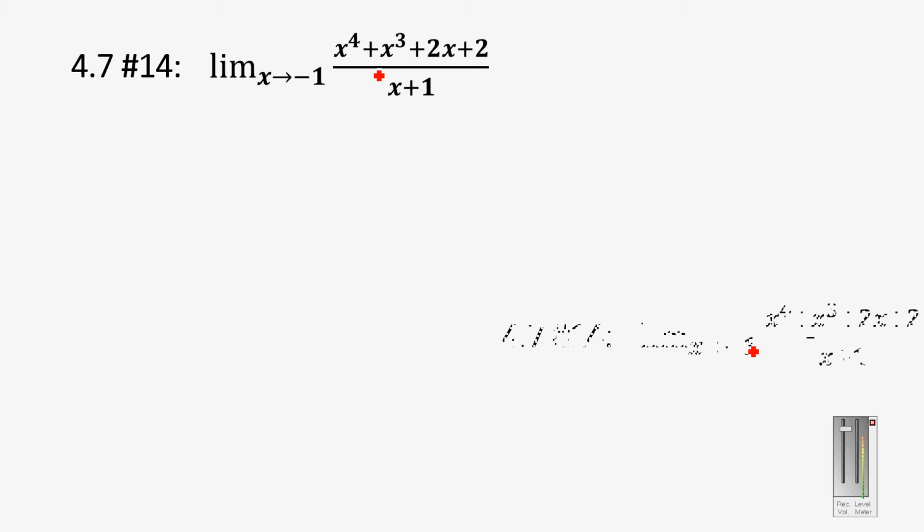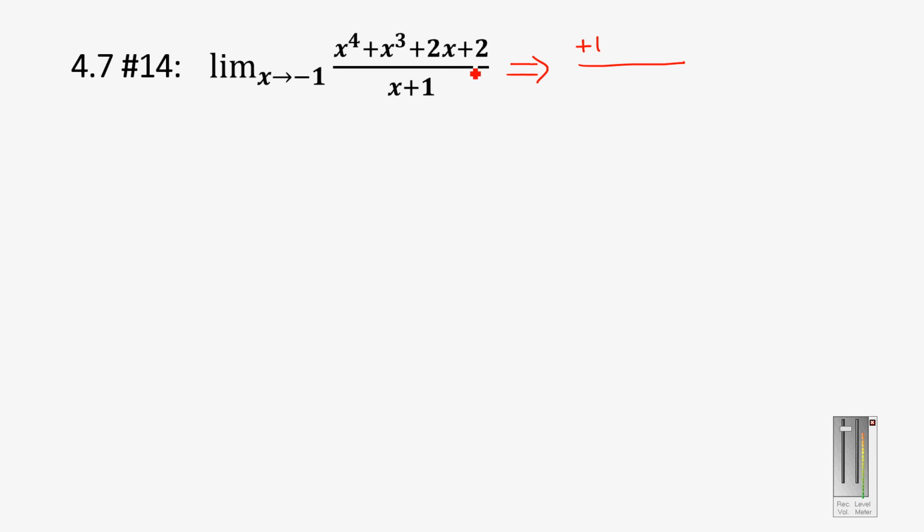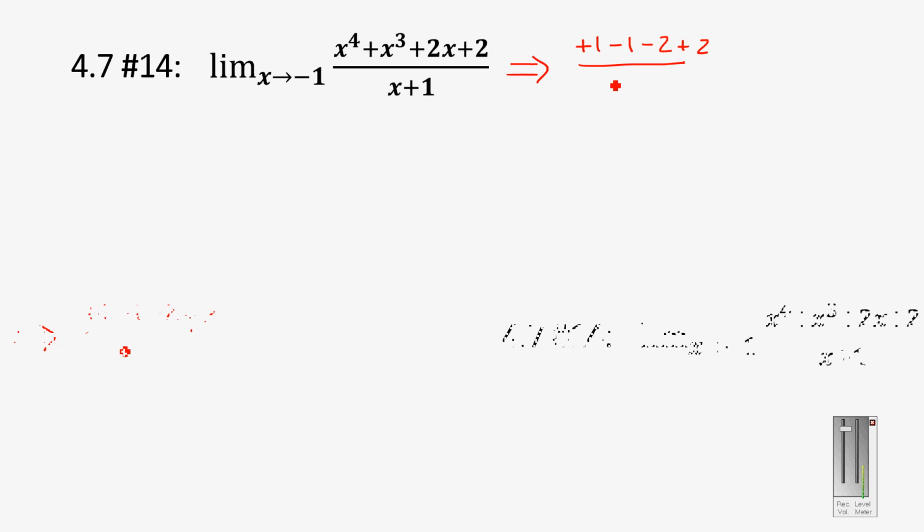Substitute a -1 into this, and we get -1 to the fourth is going to be +1. -1 cubed is a -1. -1 times this is -2 plus 2. And then -1 plus 1 is 0. So these cancel out. This becomes 0 over 0. So 0 over 0, we call this an indeterminate form.